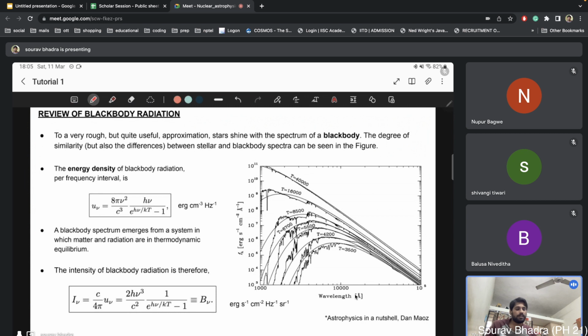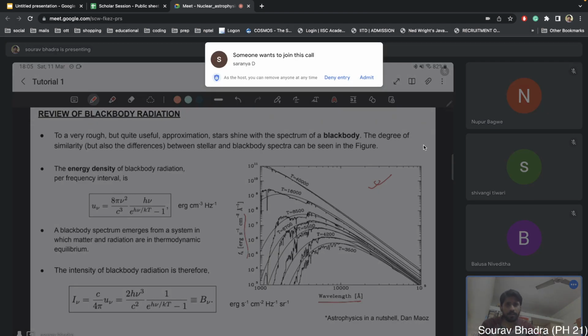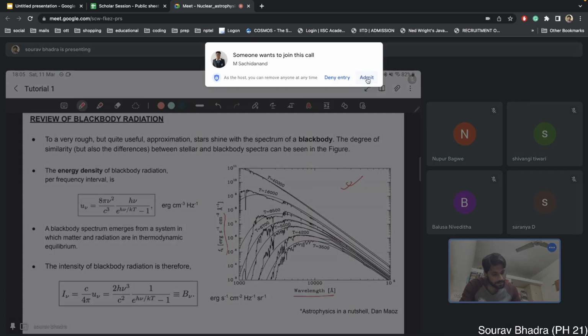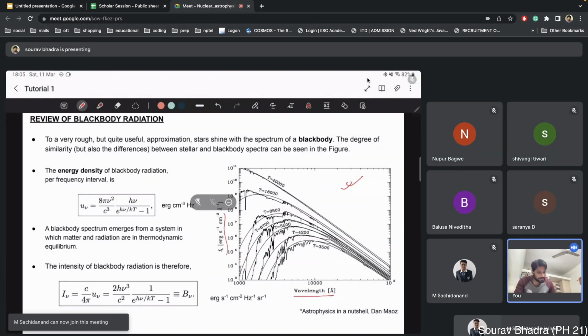Stars actually radiate like a black body. In this figure, the x-axis is the wavelength and the y-axis is the flux. What is flux? I will come to that. For now you can think of it as energy: the y-axis tells you the energy output of the star at each wavelength. You can see that there are various different temperatures, 3500, 4200 and others, shown in the plot.